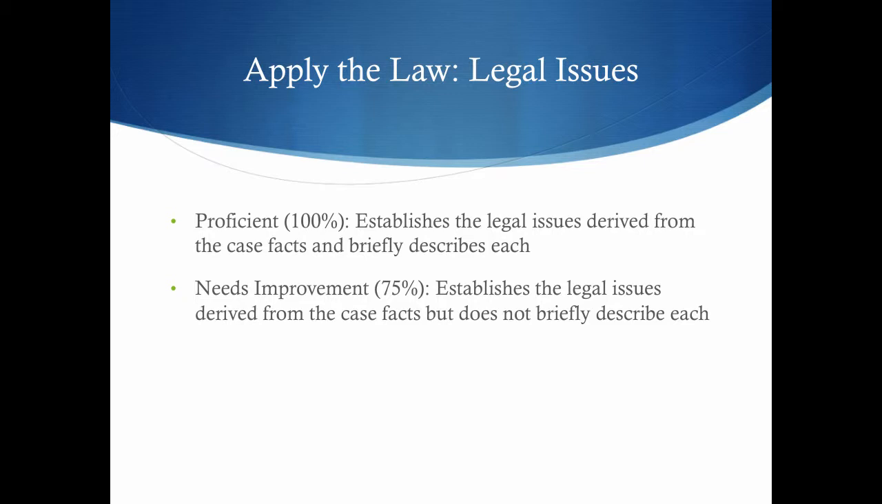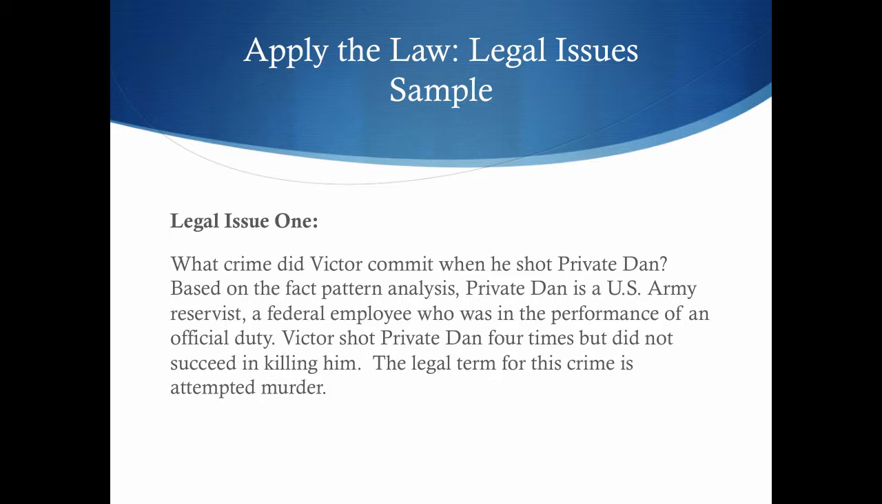If you only get a needs improvement, you only get 75%. That's a C, so there is no B grade on this one. So you need to establish the legal issues derived from the case facts, but if you didn't briefly describe each one, that mere leaving out of the description costs you 25% of the points for this. All right, let's take a look at a specific example of it.